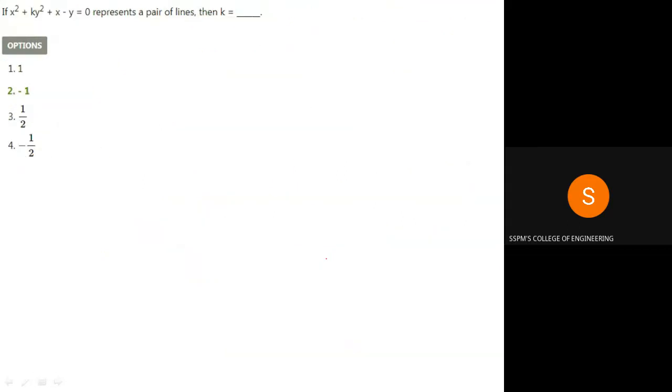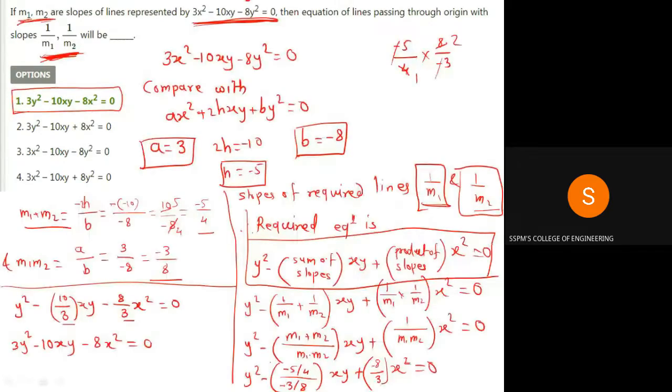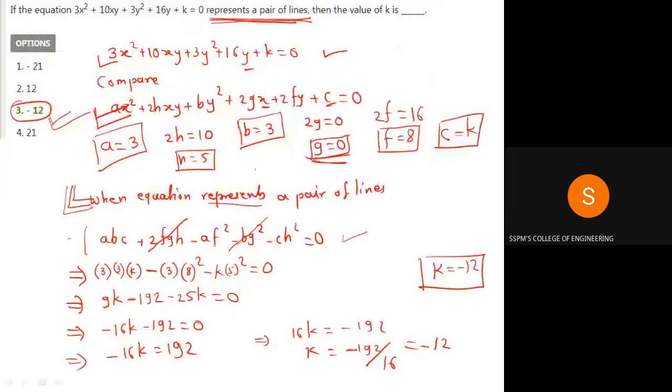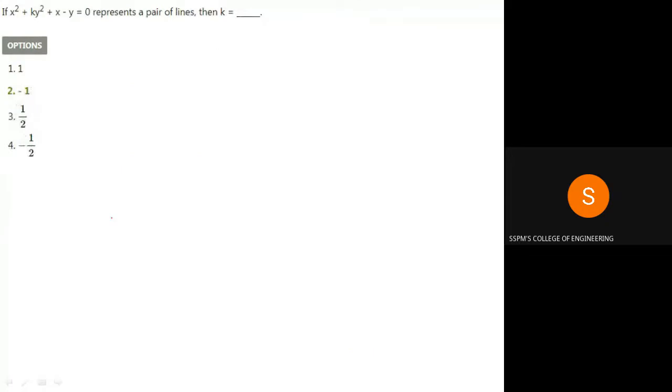Next example. Again here an equation is given, a similar example to what we solved here. Just like this example, here also an equation was given which represented a pair of lines. So similarly, we can solve this equation with the same method. What is given here? x square plus k y square plus x minus y is equal to 0.